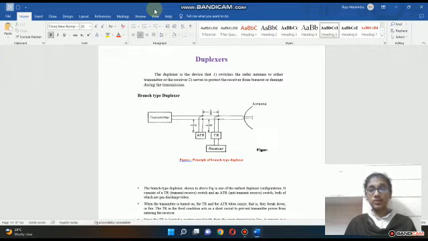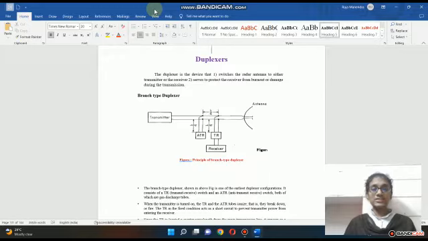Today I am here to present a topic on radar engineering. My topic is duplexer. First of all, what is a duplexer? A duplexer is the device that switches the radar antenna to either the transmitter or the receiver, so as to protect the receiver from burnout or damage during the transition.